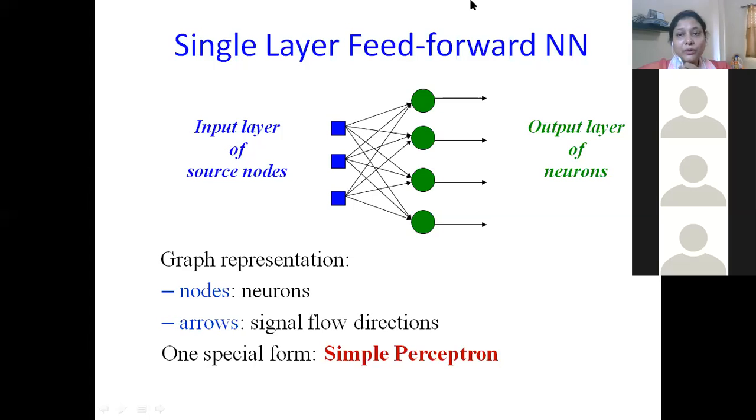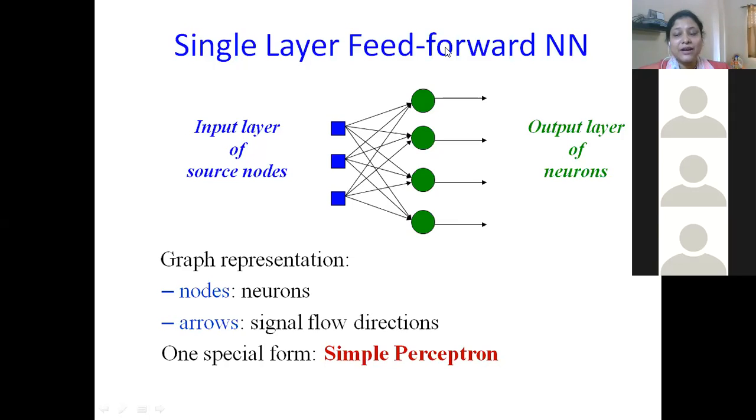Okay, so what we have here is the single layer feed forward neural network. You can see this slide from the previous class as well. We already saw that this is the input layer of the source nodes. On the other side of this model, we have the output layer of neurons, which gives you the output vector, or the output result.